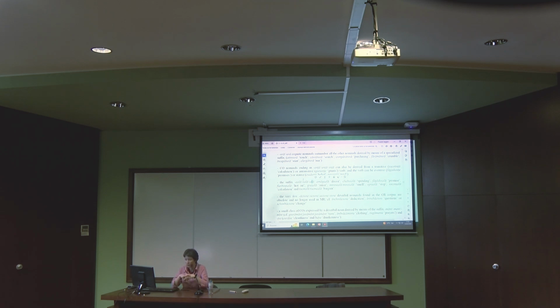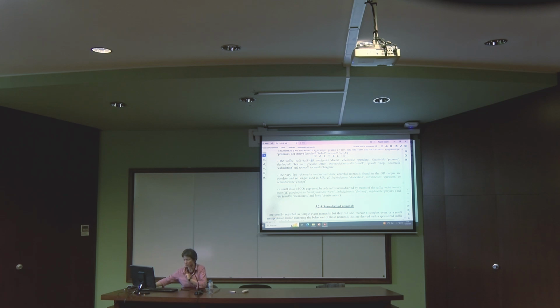The very few -ciune, -iciune, -eciune, -iune, the verbal nominals found in the Old Romanian corpus are obsolete and no longer used in modern Romanian. Again, two or three examples. And last but not least, there is a small class of COs expressed by a verbal noun derived by means of the suffix -mânt, -ment, different varieties of the same suffix, îmbrăcăminte, rugăminte, and also -ție.